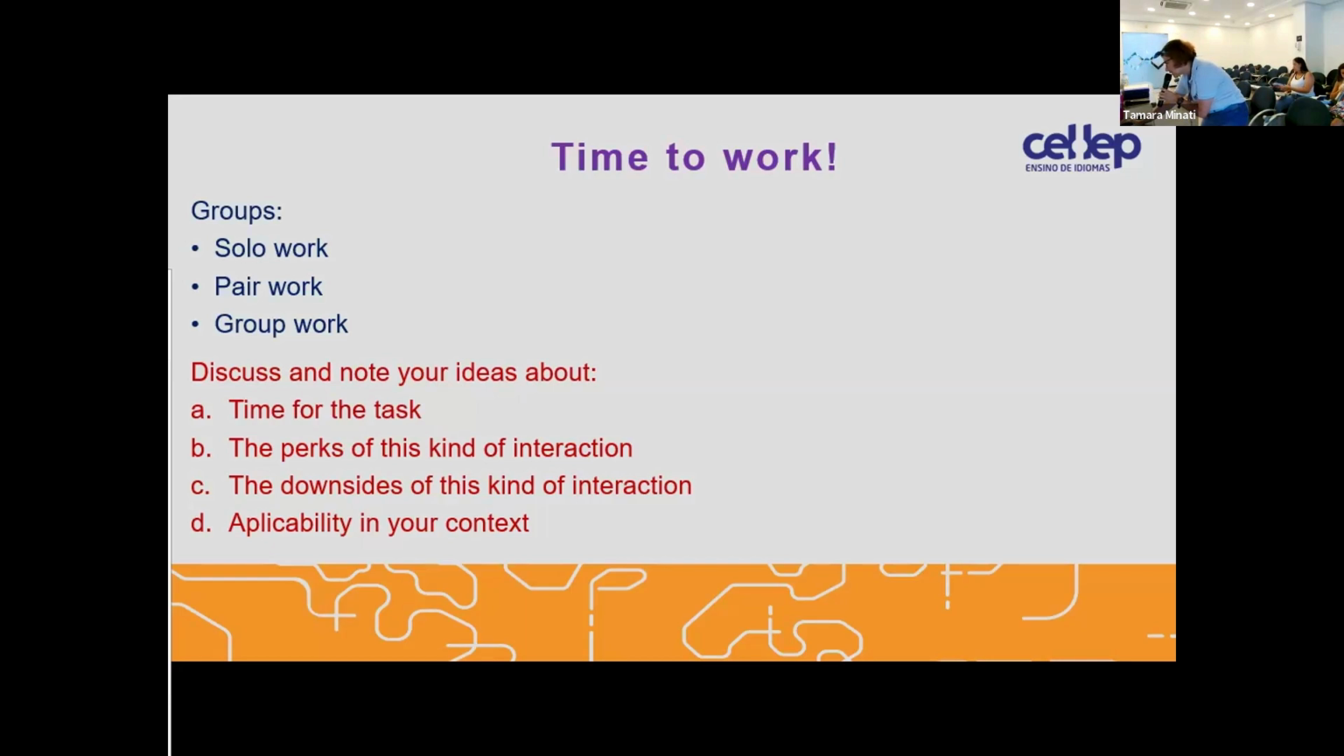The perks, they can share their ideas, they can help each other, they can produce more, especially if they are in pairs. The focus is better. The downsides, they feel more passionate. Maybe they feel embarrassed. And about the applicability, usually it works. Is there anyone else who would like to add anything from the online?